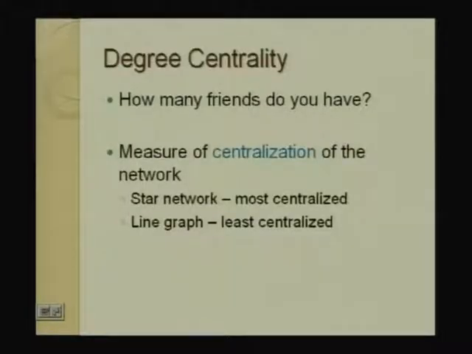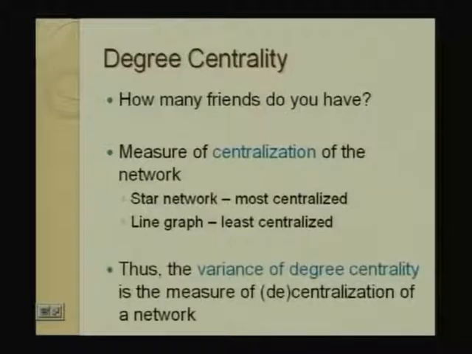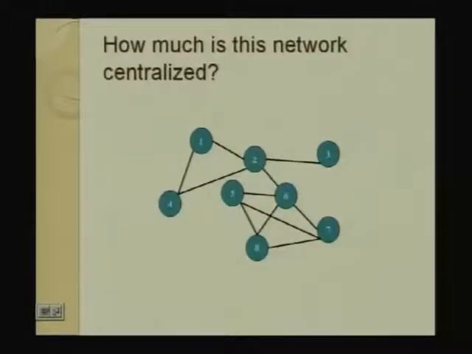So, can you see one interesting thing between centralization and the degree distribution? For the line graph or the ring graph, which are least centralized, how would the degree distribution look if you draw it? There is no variation, it is like a peak, it has a very low variance. On the other hand, if it is a highly centralized network, the degree distribution would have a high variation. So, exactly. Thus the variation of degree centrality is a measure of the centralization or decentralization of the network. Suppose I ask this question, how centralized is this particular network?